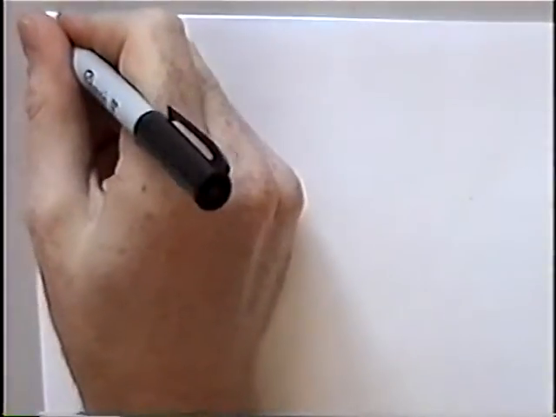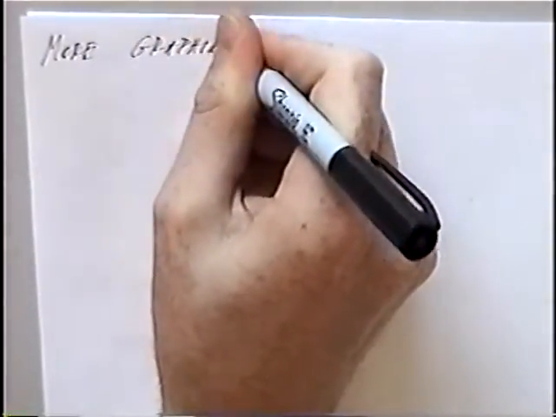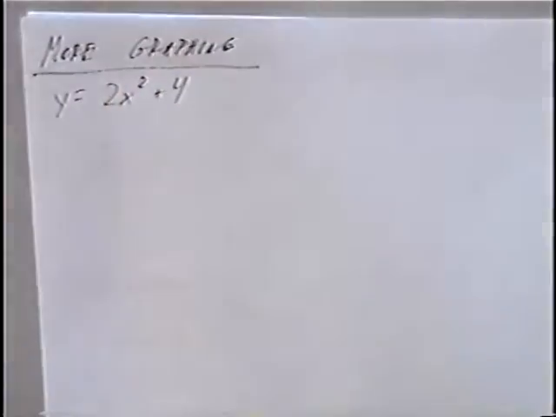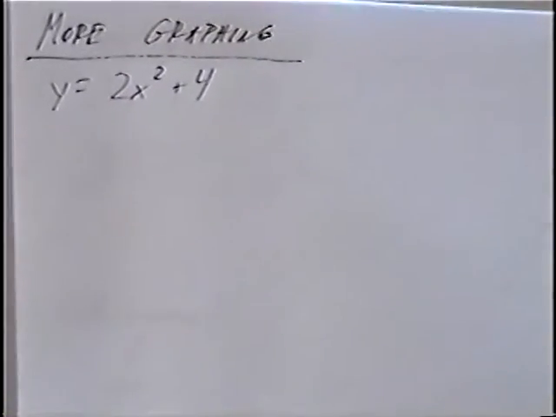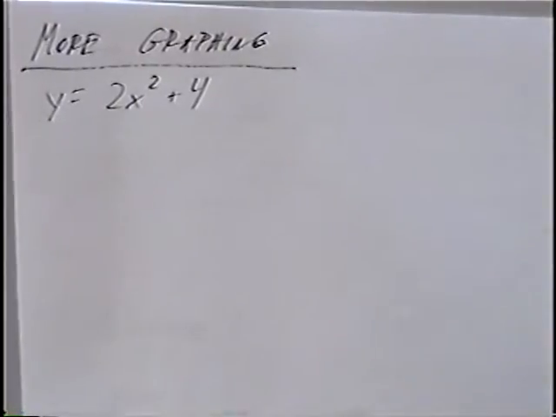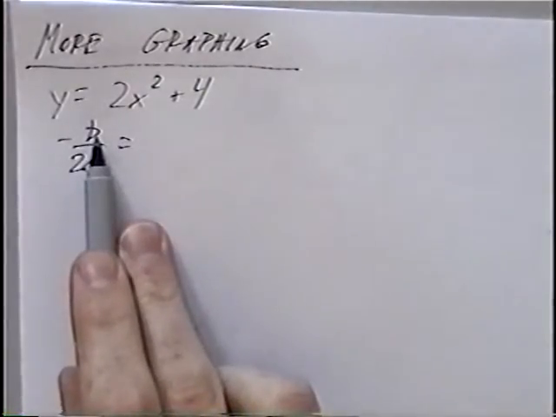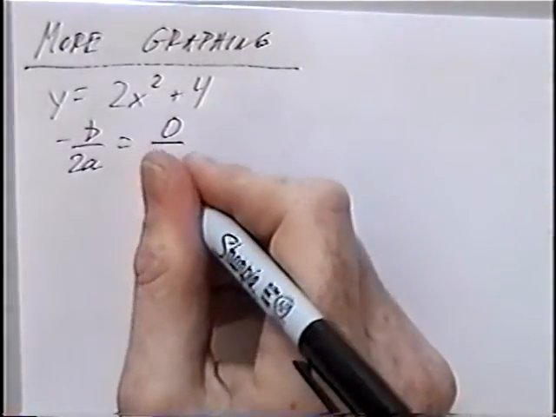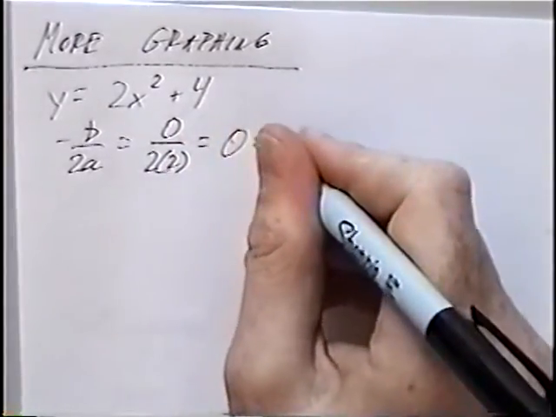Last section today is titled More Graphing. First equation is y equals 2x squared plus 4. Same steps as before. We'll do the equation negative b over 2a, find the vertex, and then we'll graph. B again is the middle number in front of the x. There is no x in the middle here, so b is equal to 0 over 2 times a, which would be 2 times 2. 0 over 4 would be 0, which would be our x value.